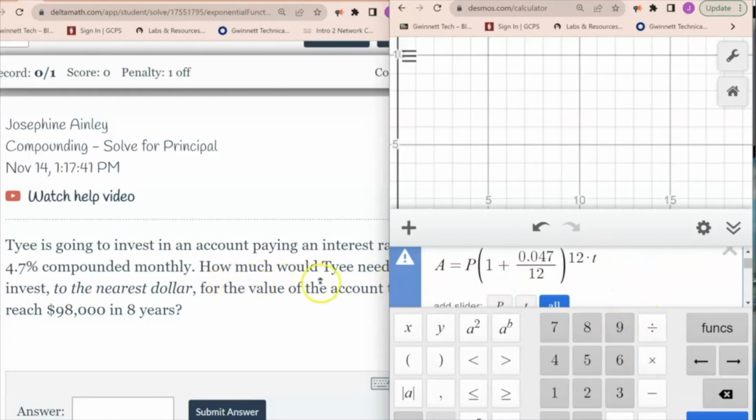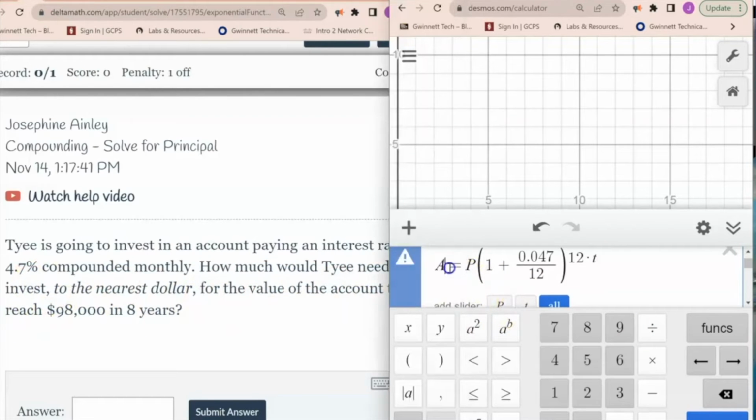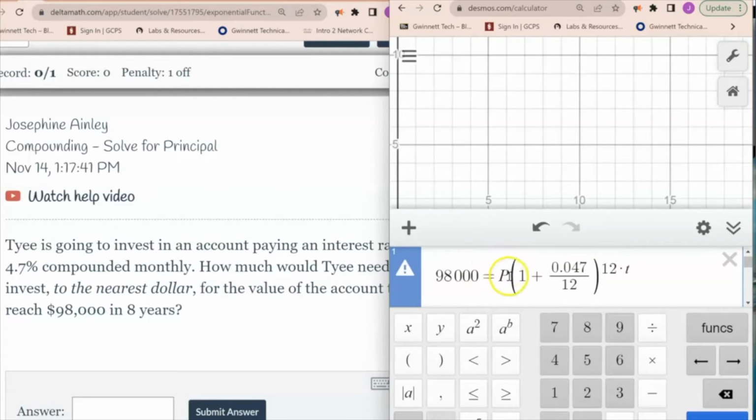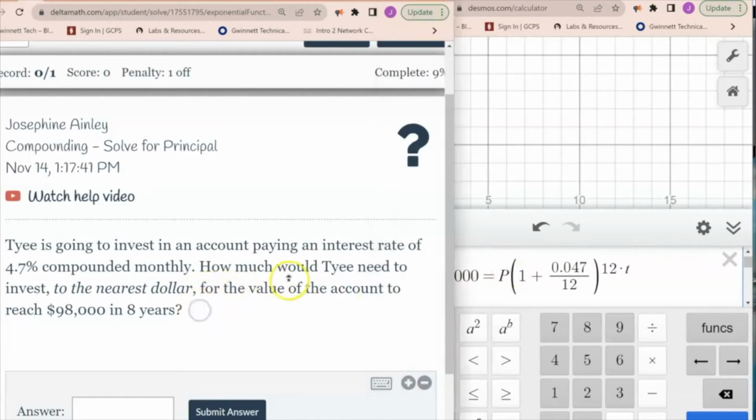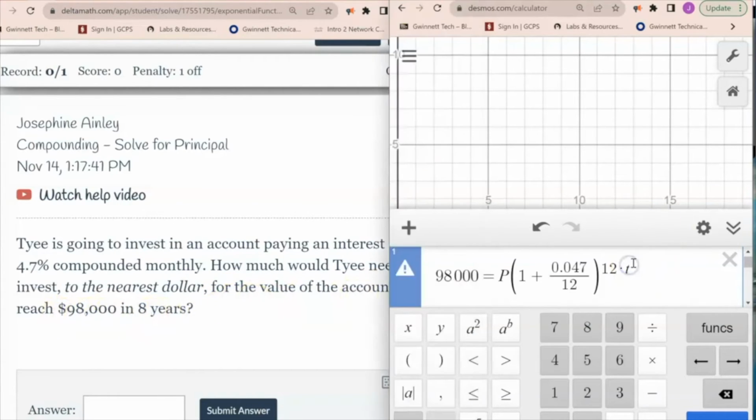All right, and then how much would Tyree need to invest to the nearest dollar for the amount to reach 98,000? So this is equal to 98,000. So the question is, is there a time? Oh, here we go. To reach 98,000 in 8 years. So the time is 8. So we are solving an equation for P.